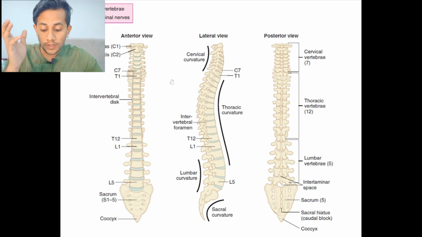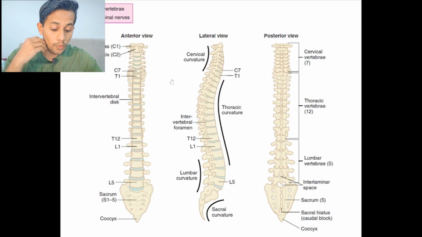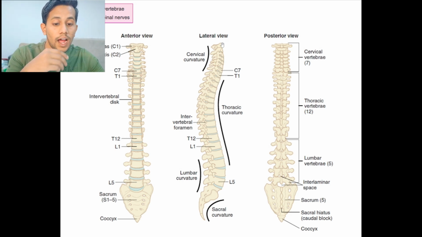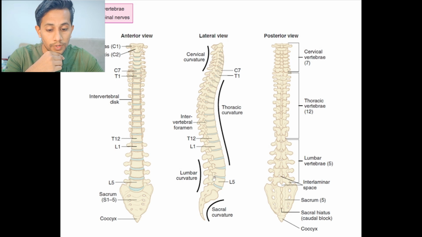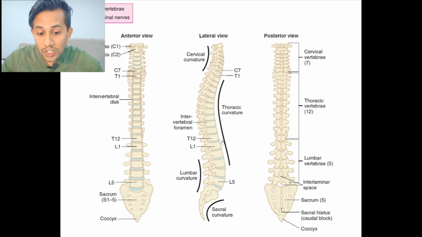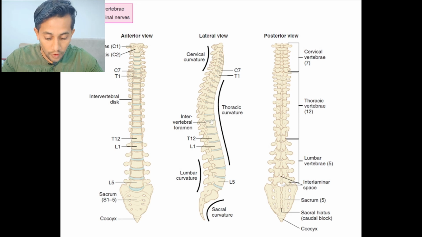Now let's talk about the spinal nerve. The spinal nerve is present inside the vertebral column, and they branch out. Not only are they in the middle of the vertebra, which also protects the spinal nerve, but they also branch out at each possible vertebra. So where do they branch out from? If you see on the lateral view, the intervertebral foramen. So every spinal nerve branches out from the intervertebral foramen.